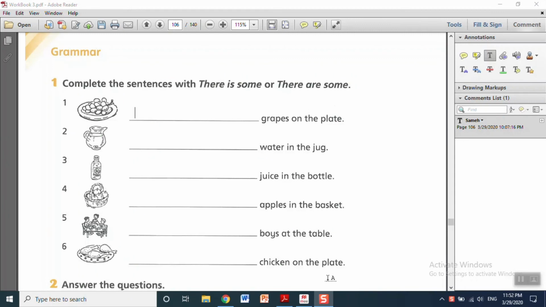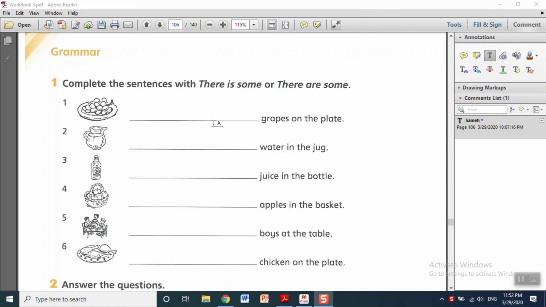Now I want you to open your workbook page 104. Okay? Are you ready? Okay, let's look here at question number 1. I will answer with you the first and the second sentence, then you will finish the whole exercise in your homework. So let's start the first question here. Complete the sentences with there is some or there are some. So you should read the sentence and just write there's some or there are some.